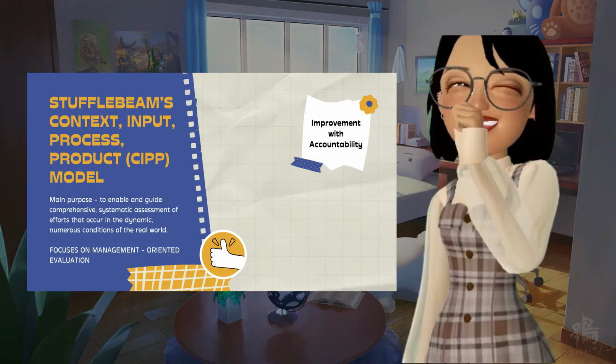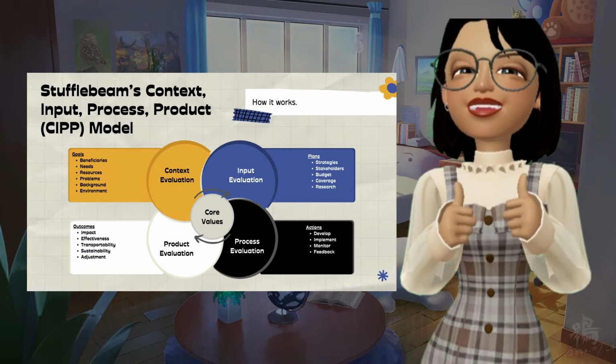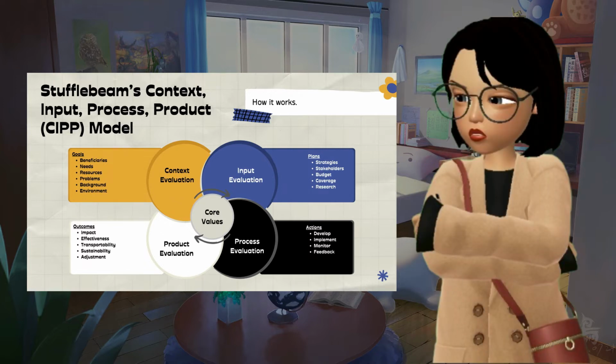For the third model, there is Stufflebeam's Context Input Process Product or the CIPP model. This model's main purpose is to enable and guide comprehensive, systematic assessment of the efforts that occur in the dynamic, numerous conditions of the real world. It focuses on decision-oriented evaluation. This model can mostly be used to evaluate if the outcome and the objectives do have an impact in real-world situations. It comprises 4 main stages that dive deeper into different aspects that have to be checked and considered. The 4 stages include context evaluation, input evaluation, process evaluation, and product evaluation.